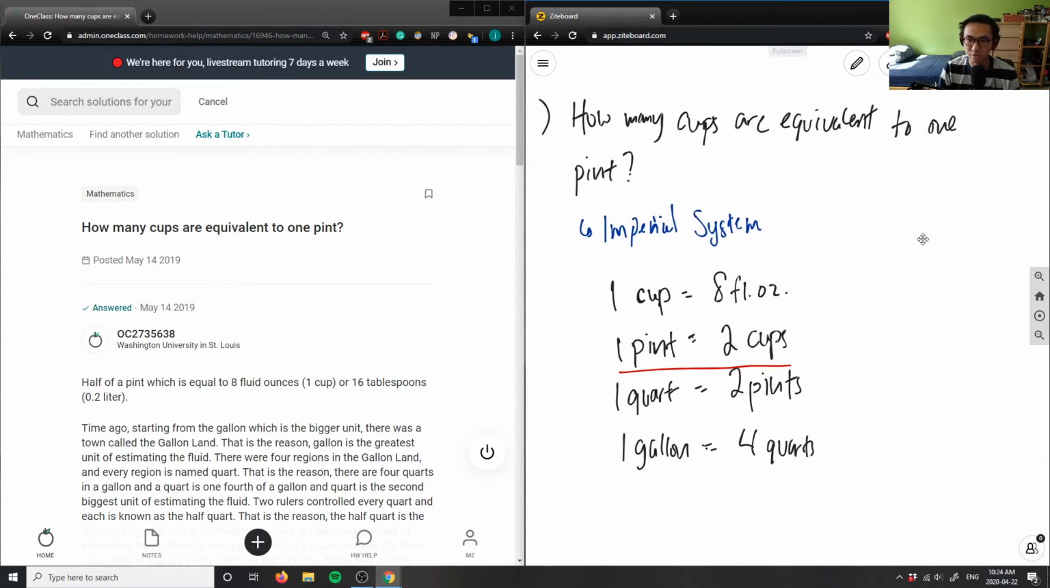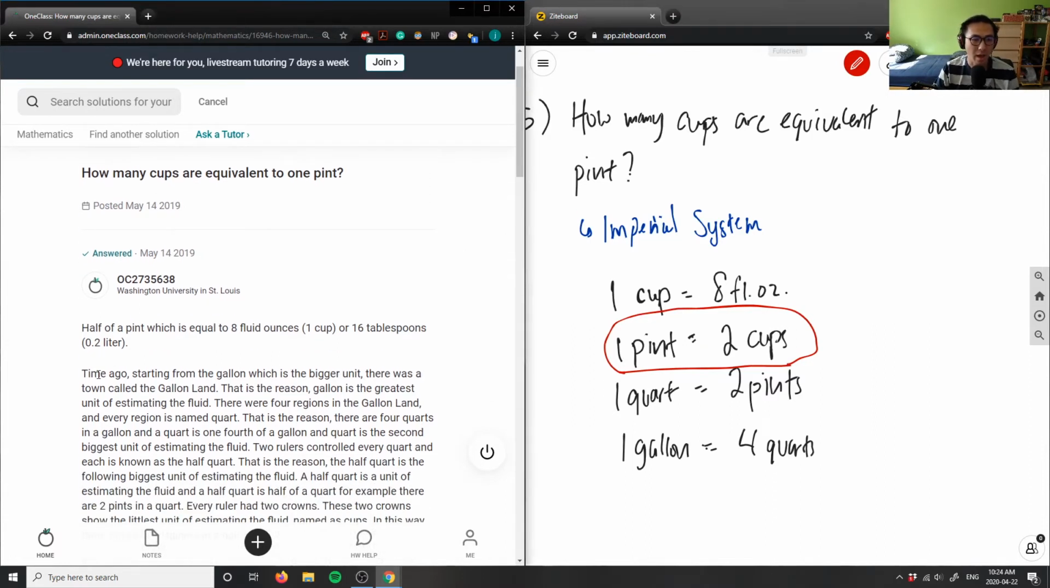So your solution here is correct. I have my solution here. How many cups are equivalent to 1 pint? 1 pint equals 2 cups. I don't have to do any math here, because it's by inspection, right? I know this measurement from before. So the solution here is 1 pint equals 2 cups. We're good.